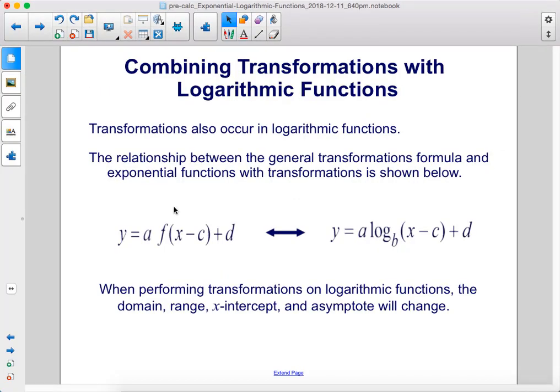Transformations also occur in logarithmic functions. The relationship between the general transformations formula and exponential functions with transformations is shown below. Y equals a times f of x minus c plus d. Over here we have y equals a times log base b of x minus c plus d. When performing transformations on logarithmic functions, the domain, range, x-intercept, and asymptote will change.